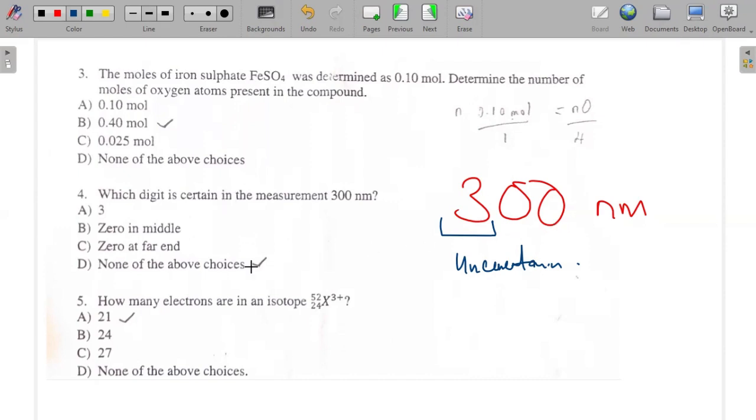So here the best answer was D, where we're saying none of the above choices. There is no certain digit here. There's just an uncertain digit, which is 3.